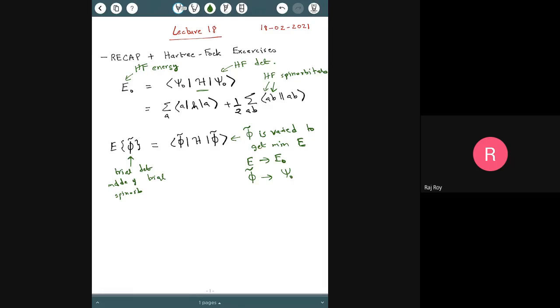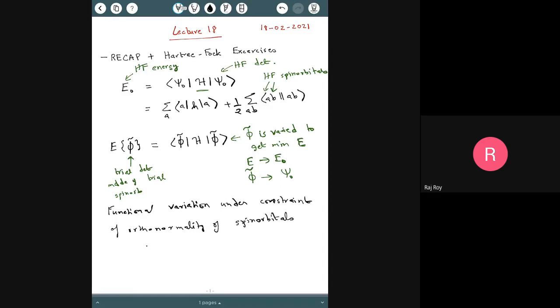Okay, and this minimization is done in a constrained situation. So it is a functional variation under the constraint of orthonormality of spin orbitals.